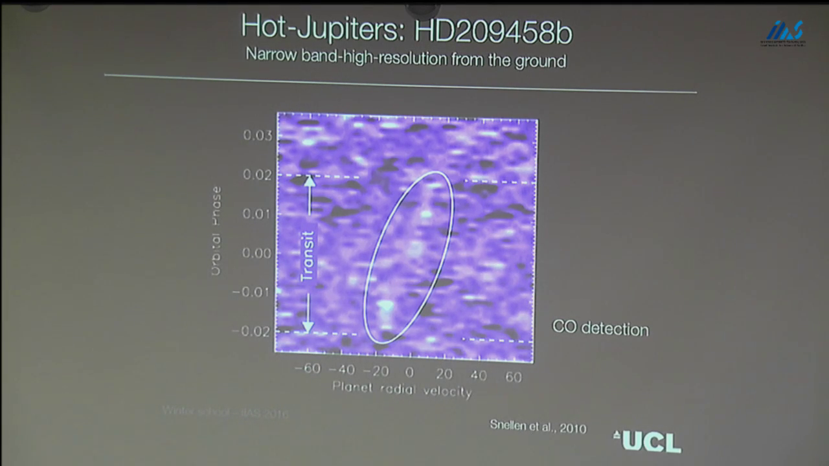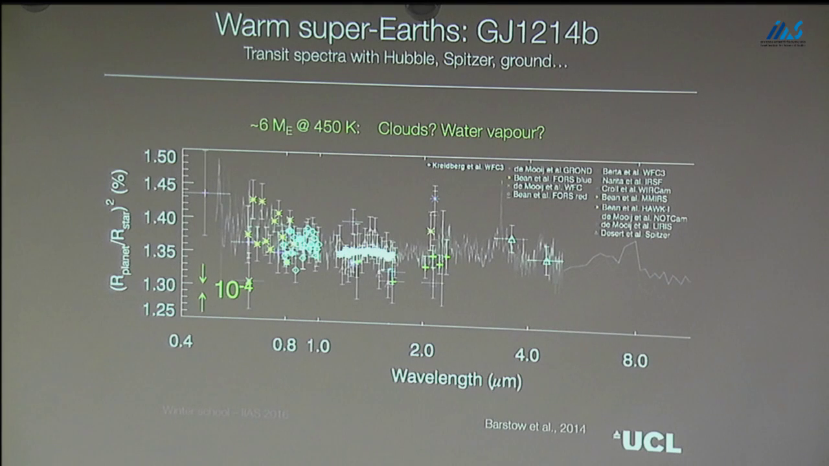So I showed you some of the atmospheres for these hot Jupiters, and if we now move to colder and heavier objects like super-Earths, certainly one of the most studied super-Earths is GJ 1214b, and we're talking about a 6 Earth-mass super-Earth, about 450 Kelvin. And of course, it's an extremely interesting object, and because of that, it has been looked at by many teams, and again with different instruments.